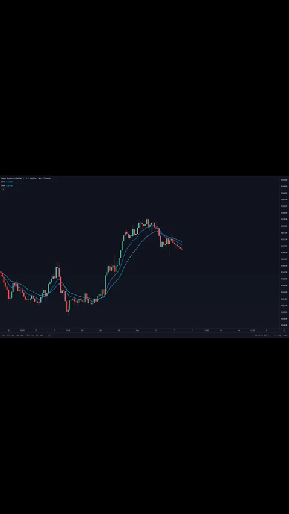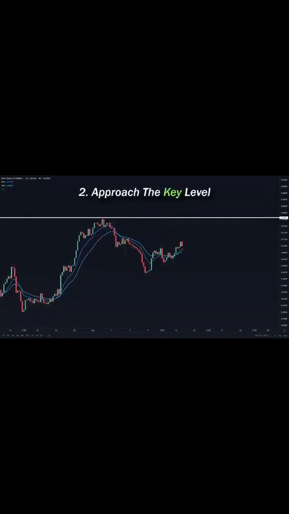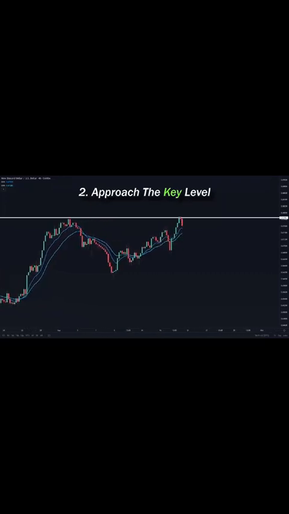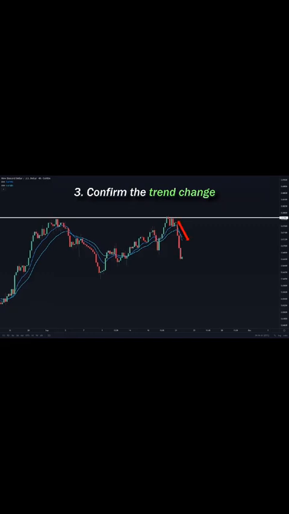So again, the first step is you want to find a key level for the price to bounce off. And we actually spotted a resistance level up here, as price goes up, hits and reverses downwards. Next, you want to wait for the price to approach the same key level again. And once the price approaches it, you use the EMA to confirm the trend change at this area by waiting for the lines to cross over downwards. And once this happens, you can take a short position.